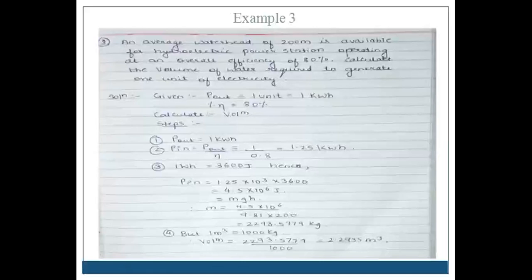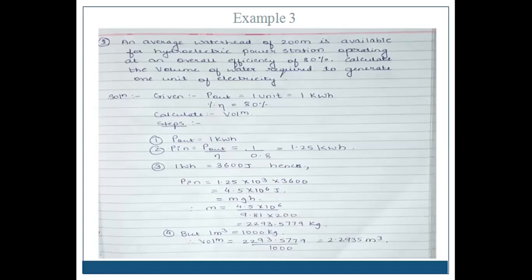Now in the next example, an average water head of 200 meter is available for a hydroelectric power station operating at an overall efficiency of 80%. Calculate the volume of water required to generate 1 unit of electricity. So they have given us that we want to generate 1 unit of electricity. So output is electrical here. You can see P out is 1 unit, that is 1 kWh. Efficiency they have given us 80%. We have to calculate the volume.